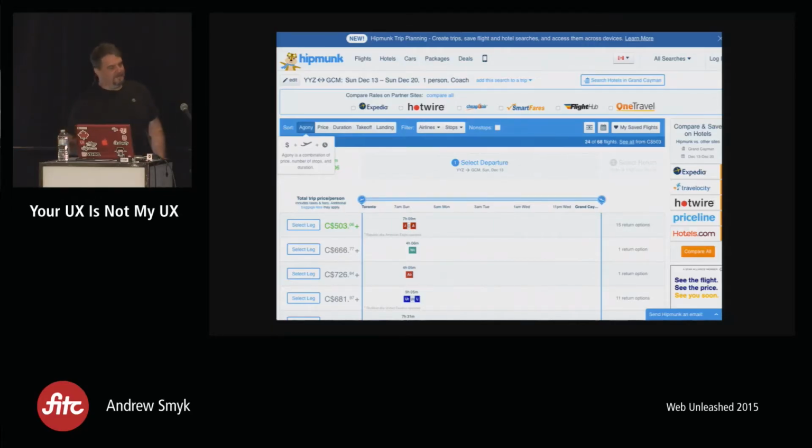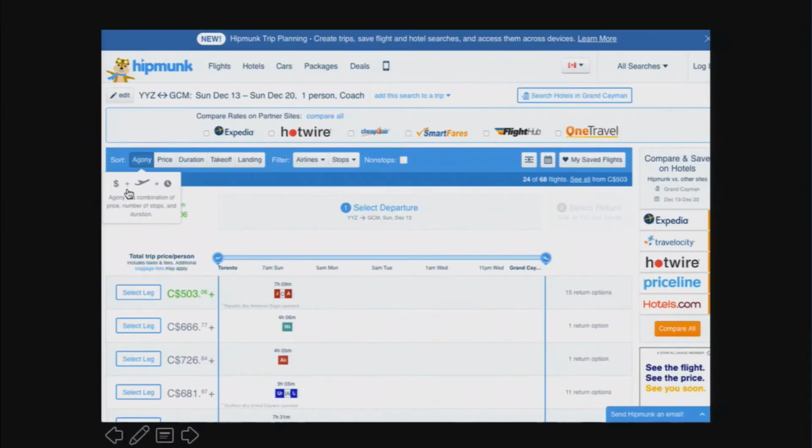So this is Hipmunk. And one of the things they do is they allow you to sort by this agony button. They take the price, your flight time, what time you have to wake up to be at the airport, how long your layovers are going to be, and then they put this all together for you. And if I can just get there, here we go.